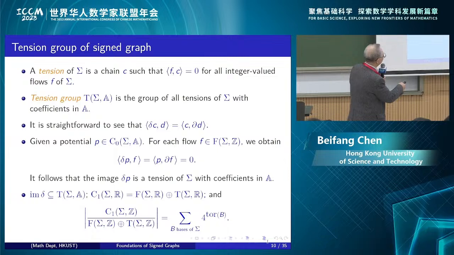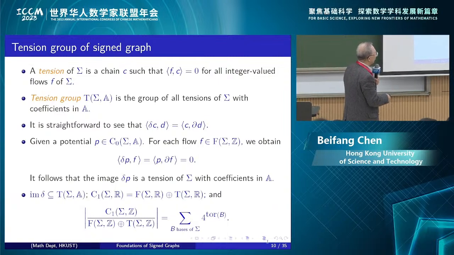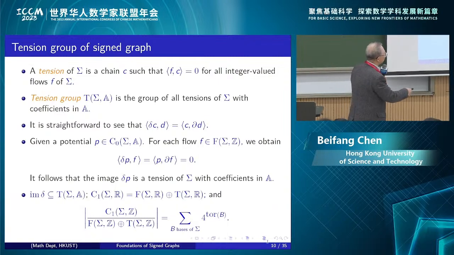The potential means the co-chain. Sometimes it's called the co-chain. It's a boundary. The co-boundary is always in the tension. It's a subgroup in the tension right here. If you take the abelian group to be the field R, then these two groups are vector spaces. These vectors are orthogonal, and the direct sum is the whole vector space. And this space is equal to that.